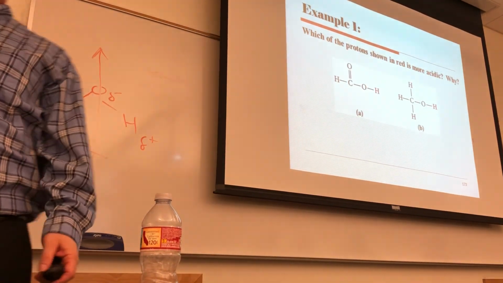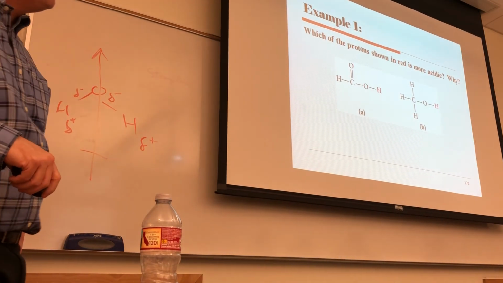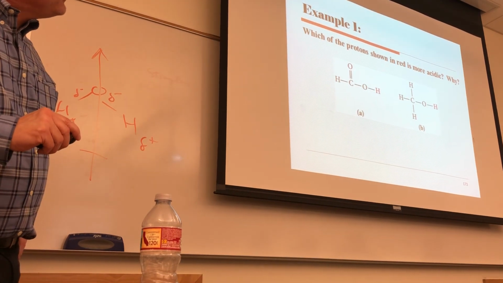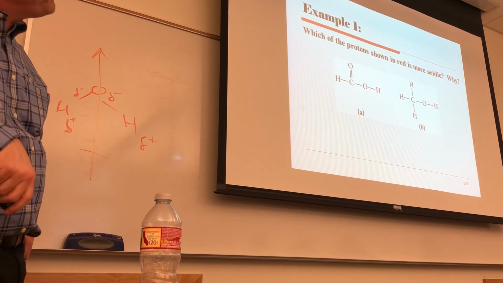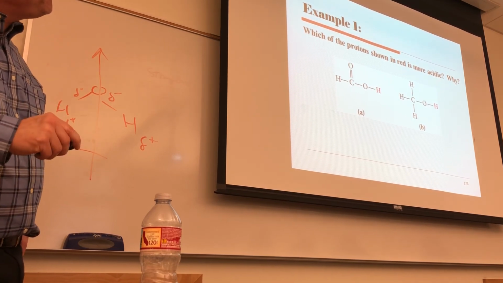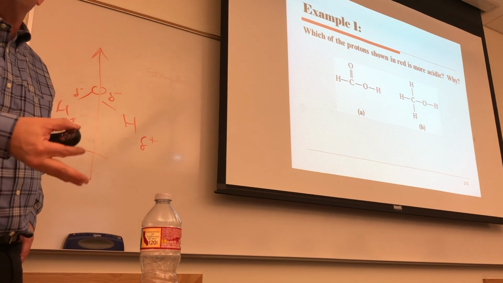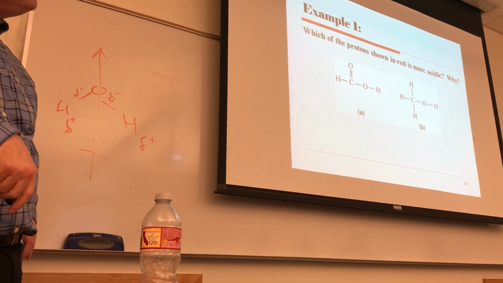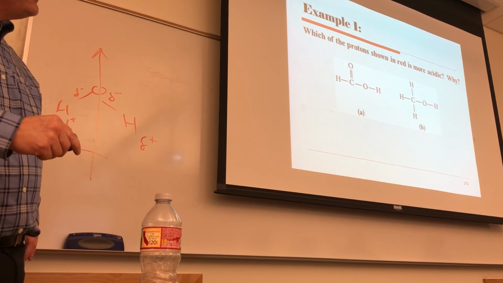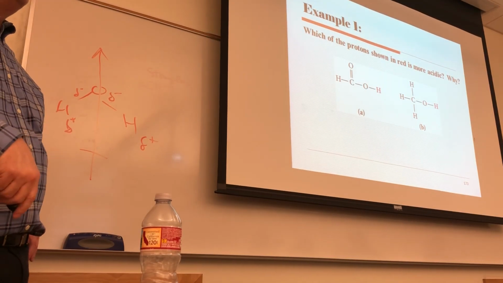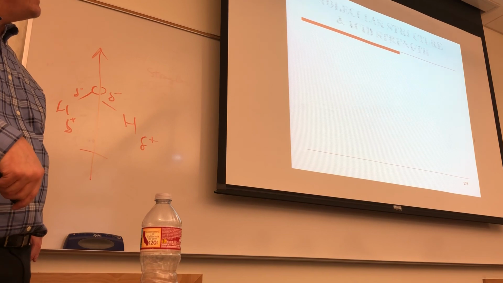It makes hydronium. Okay, so real quick, and I'll stop after this slide. Which protons in red is more acidic and why? This one or this one? More acidic, meaning a stronger acid. Stronger acid, I would say A, because if I pull that off, I can delocalize it through the oxygen there. If I pull this off, it's stuck there. You can't delocalize it, absolutely.